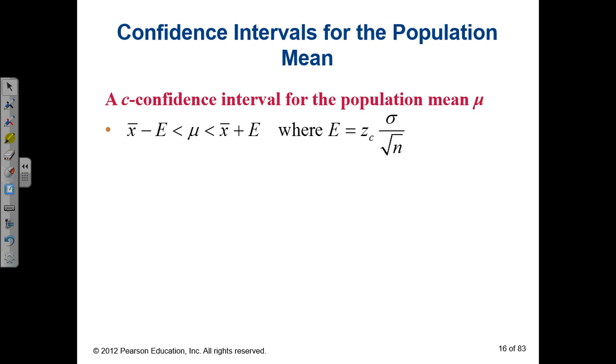Then to find the confidence interval, we just take the point estimate, which is the sample mean, and subtract the margin of error to get the lower limit, and add the margin of error to get the upper limit, and we think that the population mean is somewhere in between these two values.